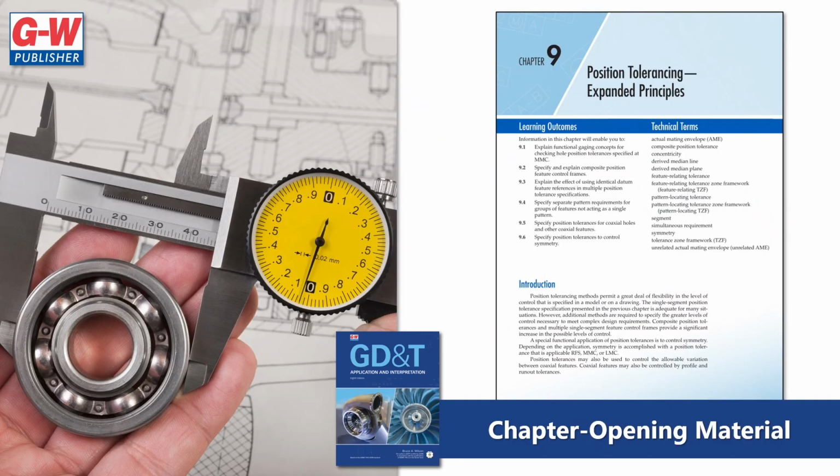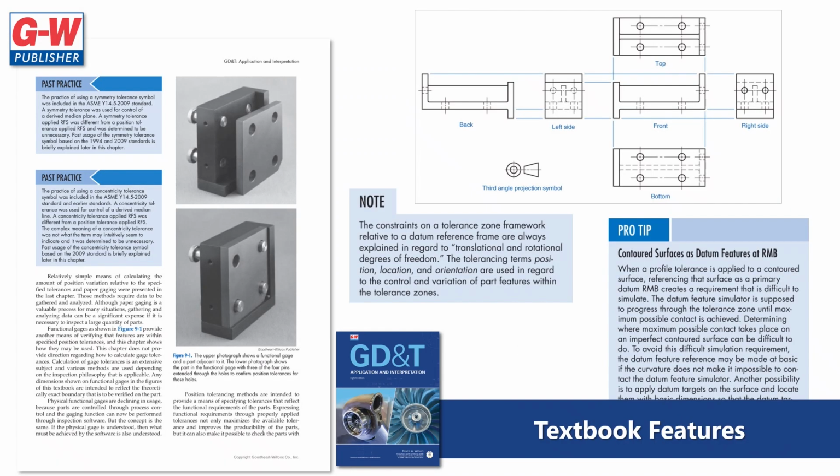Each chapter opens with learning outcomes, which clearly identify the knowledge and skills to be obtained when the chapter is completed. Technical terms list the key terms to be learned in the chapter. The introduction provides an overview and preview of the chapter content. Pro tips provide you with guidance and direction that is especially applicable for use in industry. Standards advisory notes provide additional information about requirements specified in current and former standards.